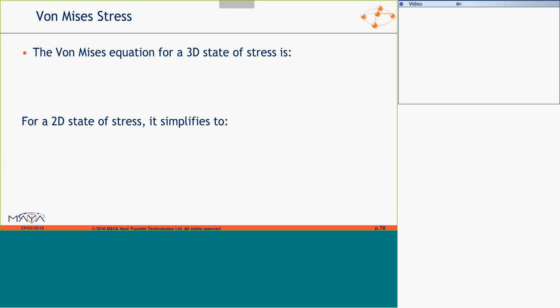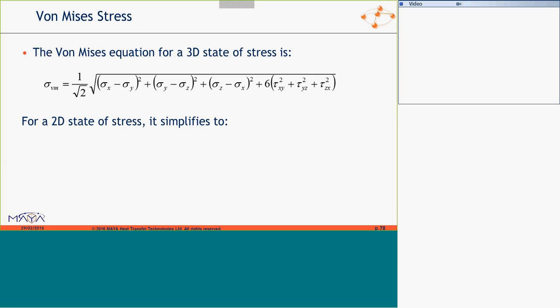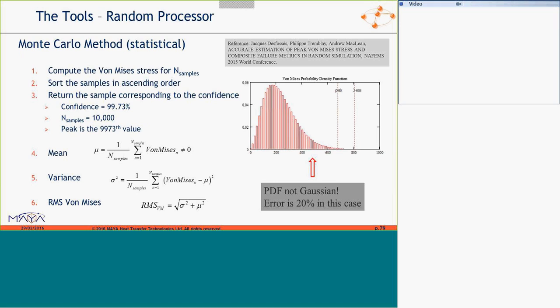And mention a bit about Gaussian distribution. So von Mises stress is an example of a function that doesn't follow a Gaussian distribution because it's the square root of the sum of the squares, like these equations here for the 2D state of stress. And so to give you correct results, we have to know what the distribution for that is.